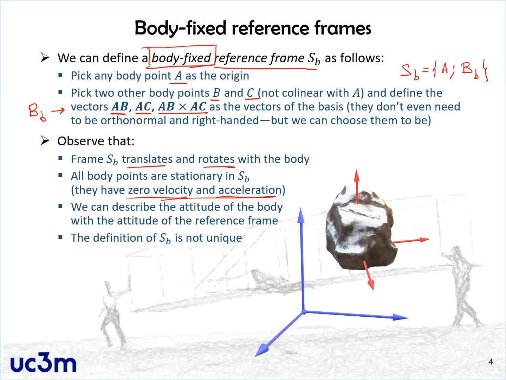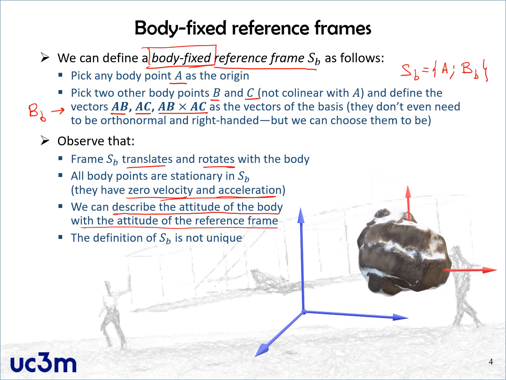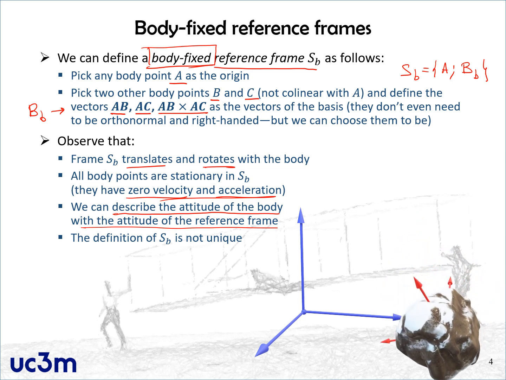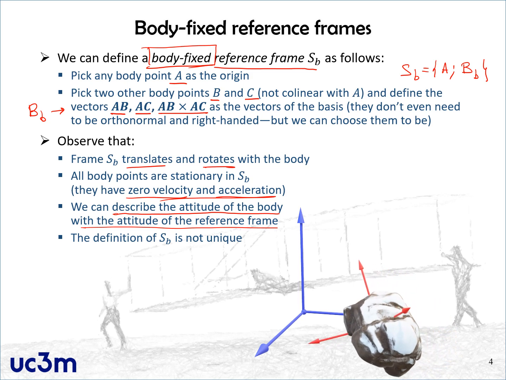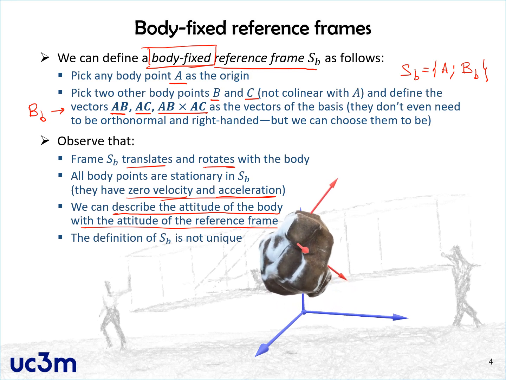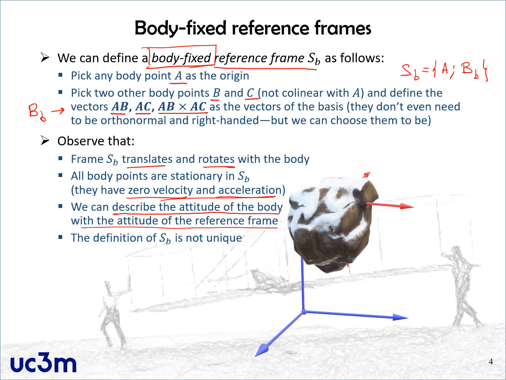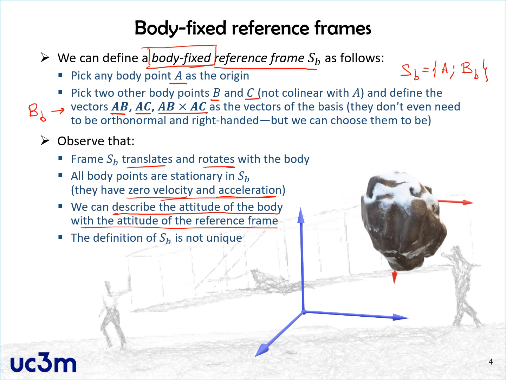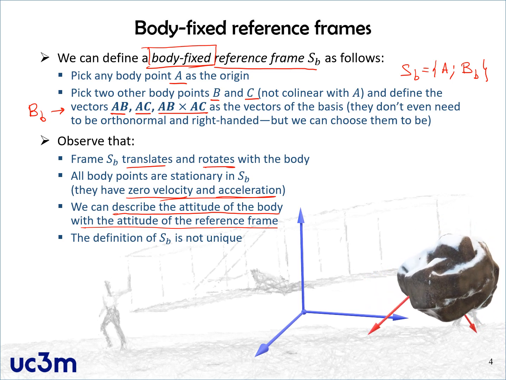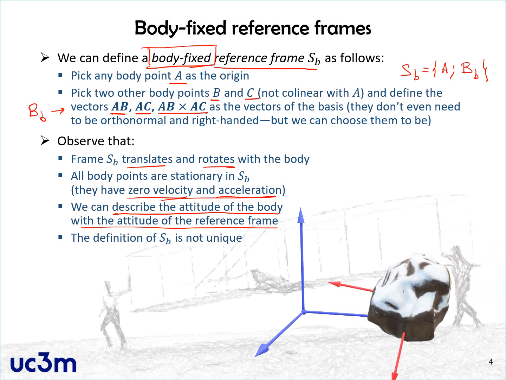This means that we can describe the attitude of the body with the attitude of the reference frame. Regardless of how complex the motion of the body, the reference frame remains attached to it. And this is a very convenient feature of this reference frame. Observe also that the way we have defined the body fixed reference frame means that we could have defined many others. There is an unlimited number of body fixed reference frames that we could define. In practice, we just need to define one.